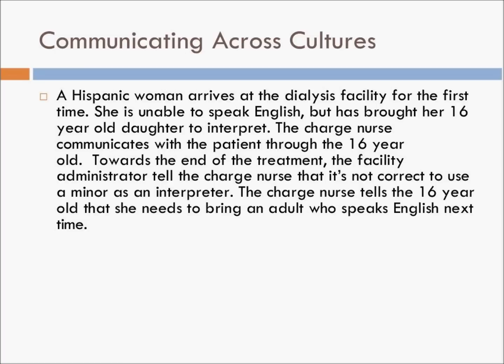Alternatively, perhaps the patient has something in their history. Maybe they use drugs, or maybe they were with a prostitute, or something that the family member is embarrassed about. And when the family member is asked about the patient's history, the family member may actually lie to the provider. So for all of these reasons, for the fact that the patient's family member may simply not be bilingual enough, or may be intentionally distorting or withholding information, you must never use a family member to interpret.